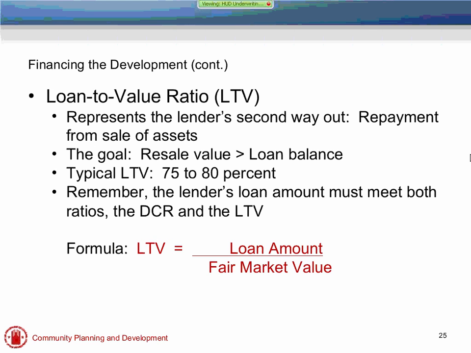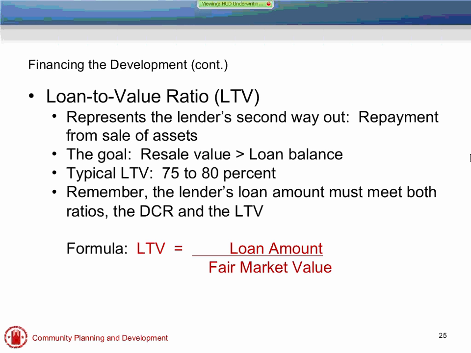So the other lender ratio that John had mentioned was the loan-to-value ratio. So we're going to look at an example of that. Again, this is really representing the lender's second way out. If something were to go wrong with the project and it were to be foreclosed and there was an actual sale of the asset, this is the way that they would be protected. So really their goal is to make sure that the resale value is more than the actual loan balance.